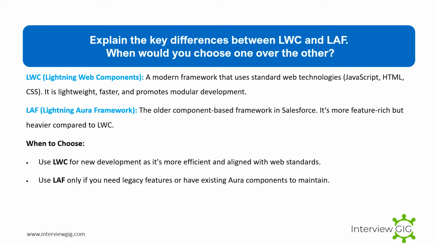Explain the key differences between LWC and LAF. When would you choose one over the other? LWC, Lightning Web Components, a modern framework that uses standard web technologies: JavaScript, HTML, CSS. It is lightweight, faster, and promotes modular development. LAF, Lightning Aura Framework, the older component-based framework in Salesforce. It's more feature-rich but heavier compared to LWC. When to choose? Use LWC for new development as it's more efficient and aligned with web standards. Use LAF only if you need legacy features or have existing Aura components to maintain.